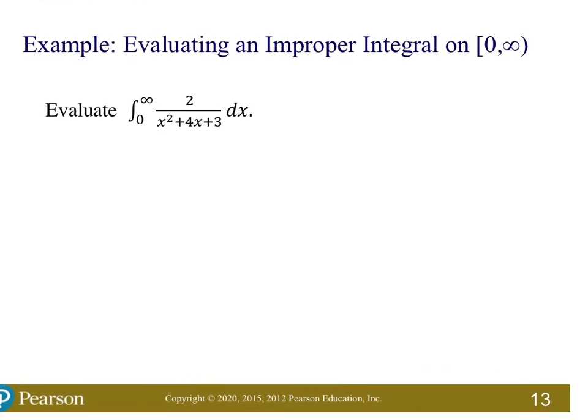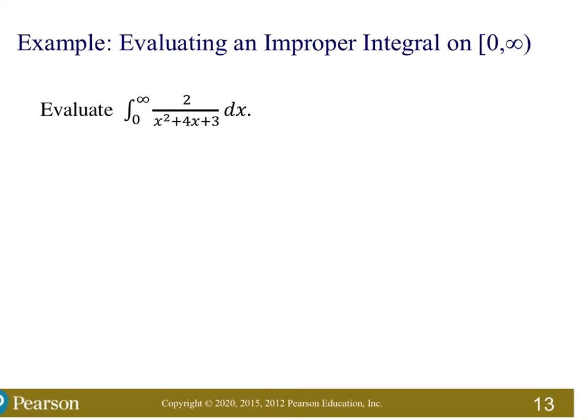Okay, let's try another one. Here we have just a single bound that's improper, so we only need to replace the upper bound. So the limit as b approaches infinity of 2 over, and you might recognize this as factorable, x plus 1 and x plus 3.